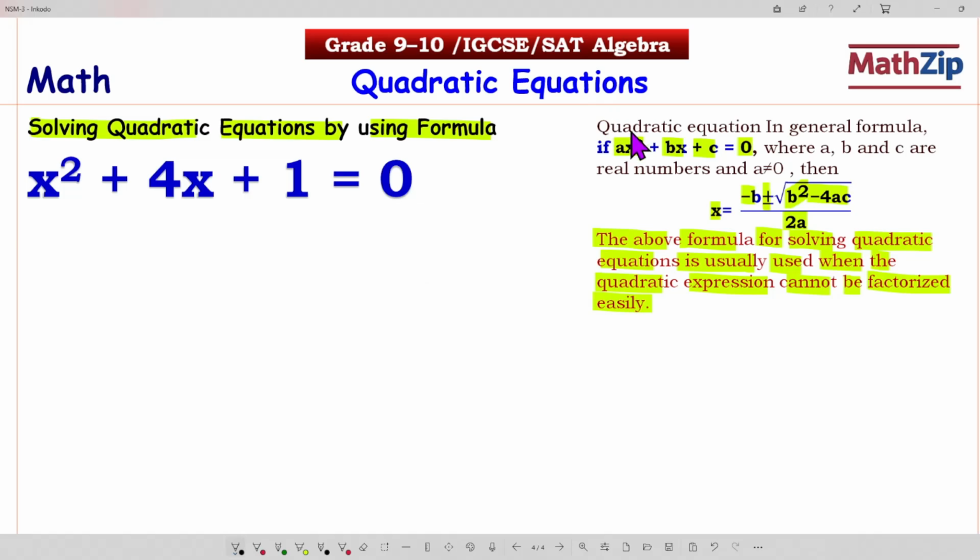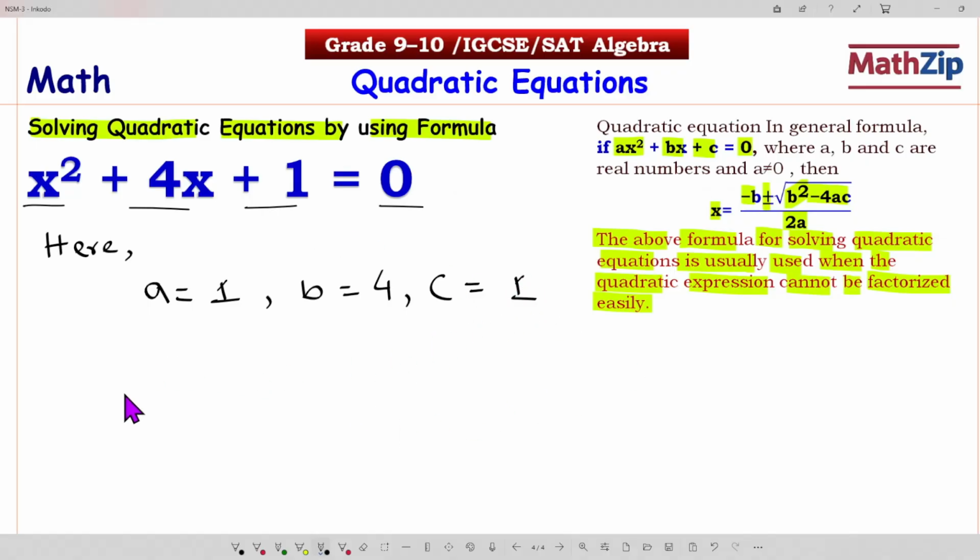So now we will convert this ax square plus bx plus c equals 0 to x square plus 4x plus 1 equals 0. Now let's get started. Here we can write a equals 1, then b equals 4 because 4 is the coefficient of x, and finally c, it means the constant, 1.